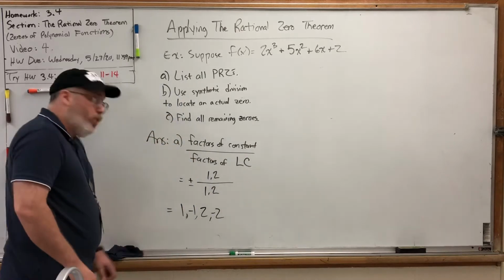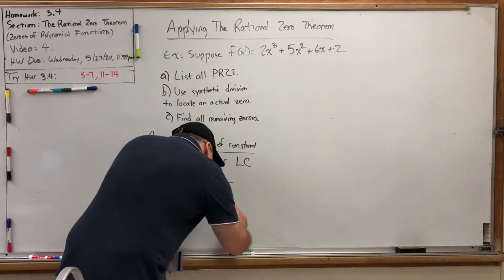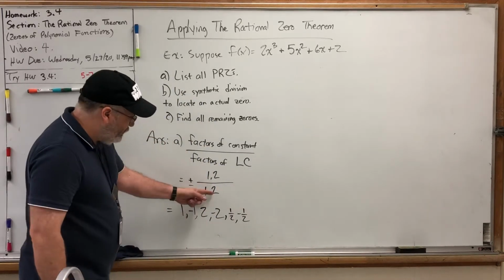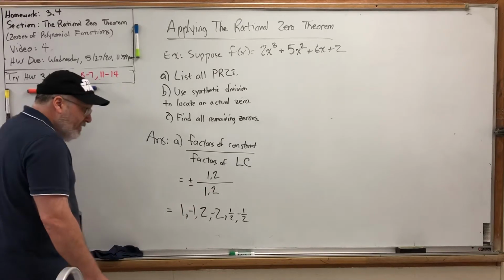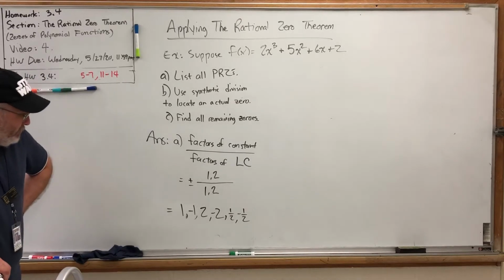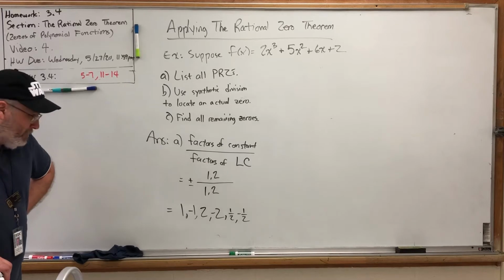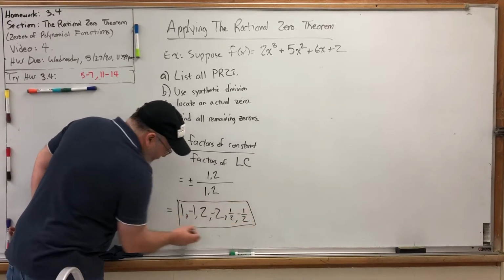And now let's do the over 2s. 1 over 2 is 1/2, so 1/2 or negative 1/2. And 2 over 2 reduces to 1, which is already in the list. So we only have 6 numbers that might work. Good. I've seen problems where that list has 3 dozen numbers, and one of them might work. So there's our list of possible rational zeros.